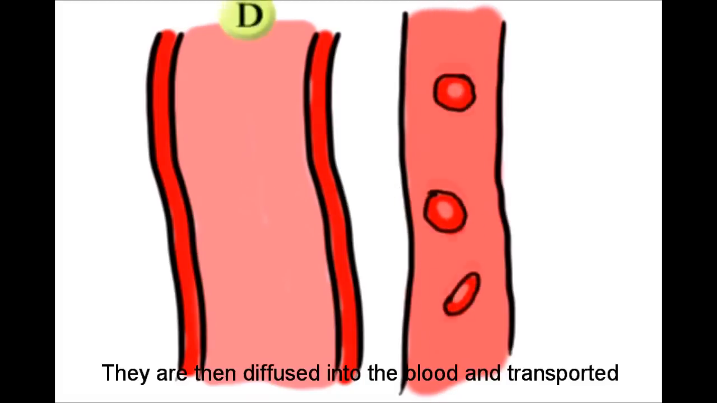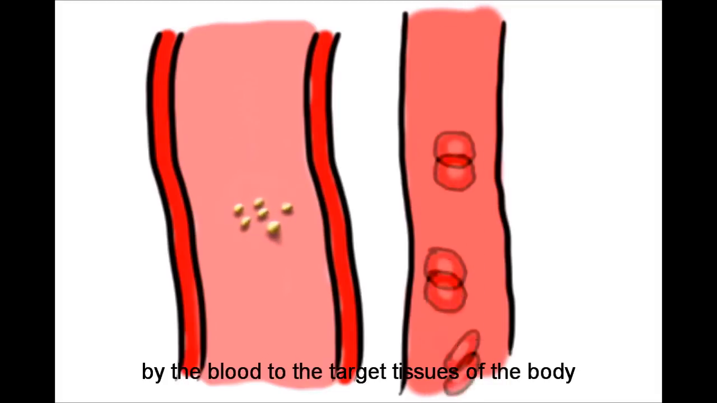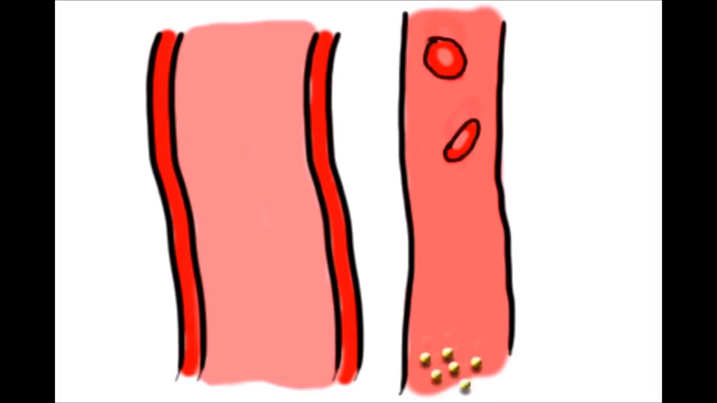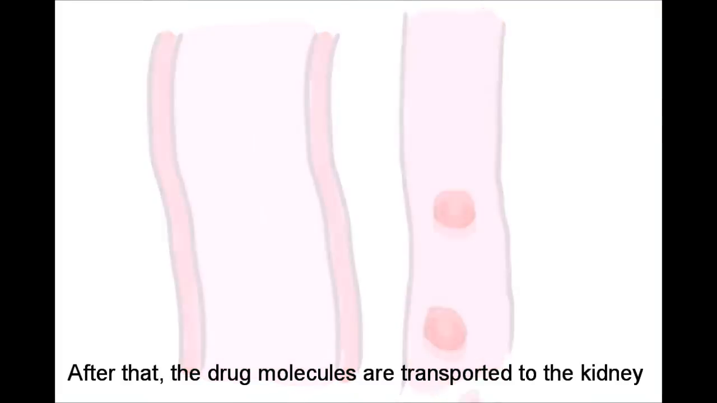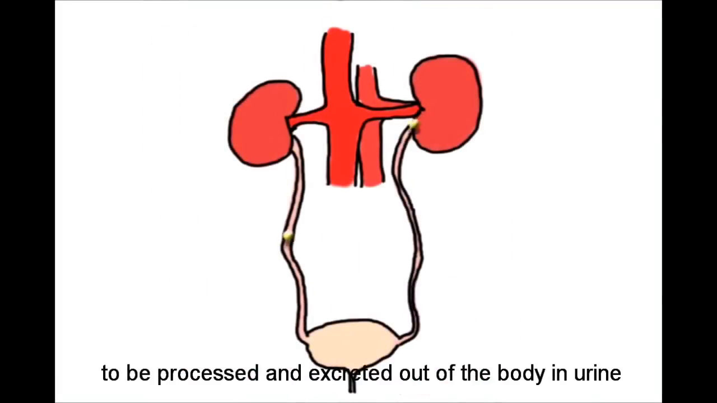They are then diffused into the blood and transported by the blood to the target tissues of the body. After that, the drug molecules are transported to the kidney to be processed and excreted out of the body in urine.